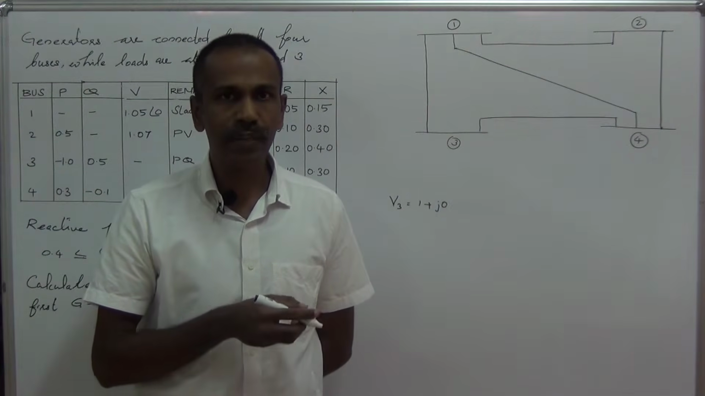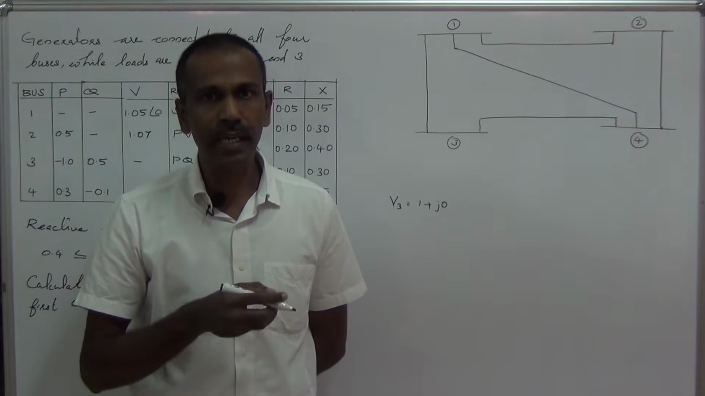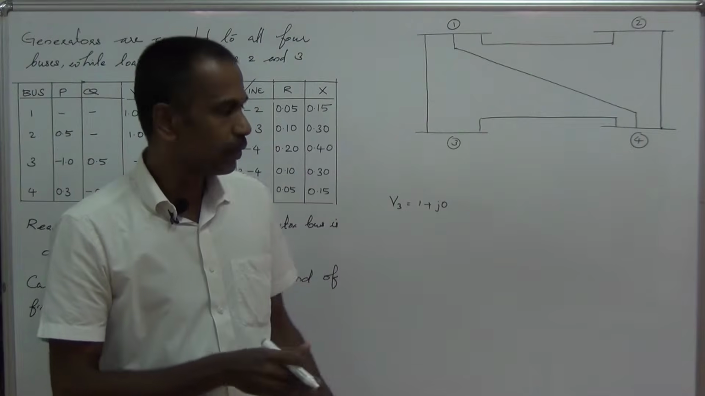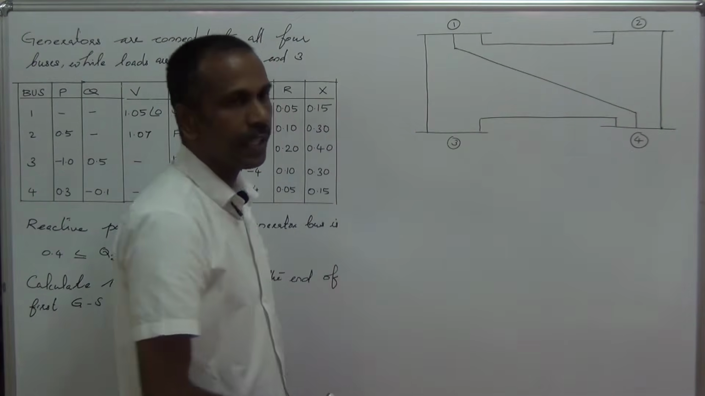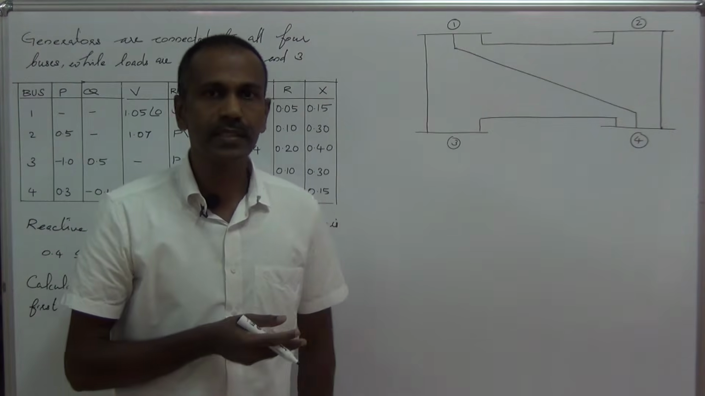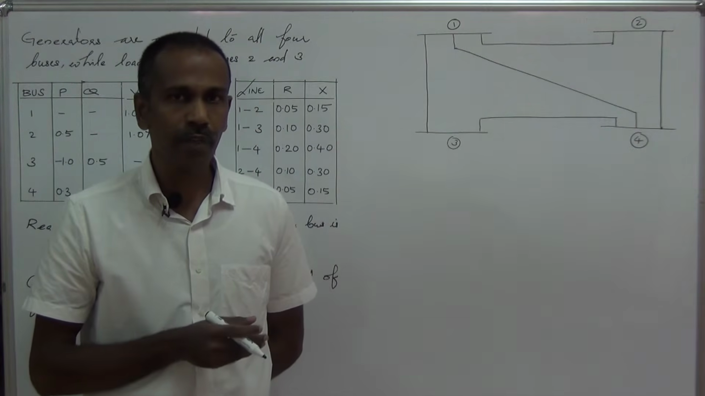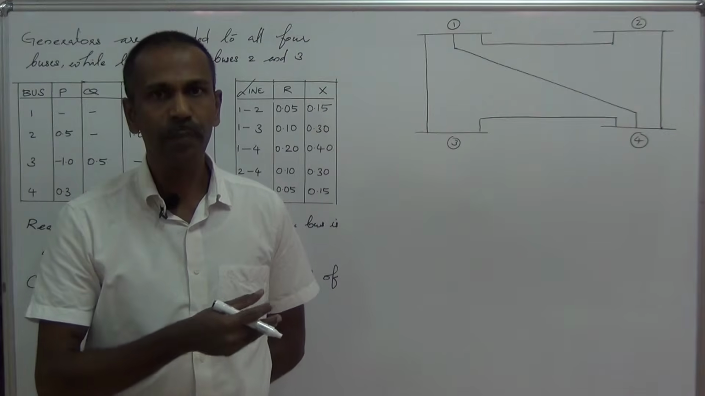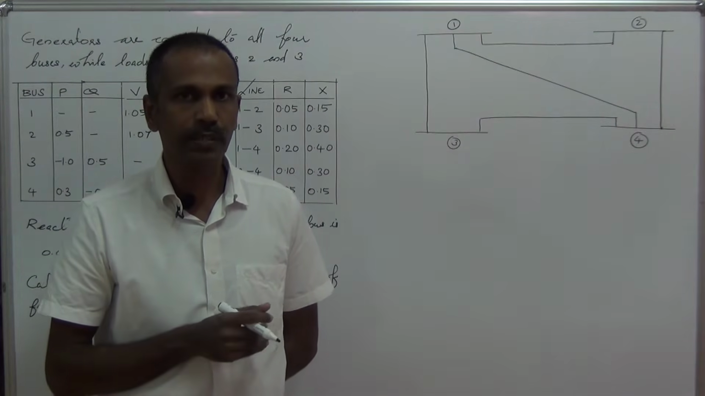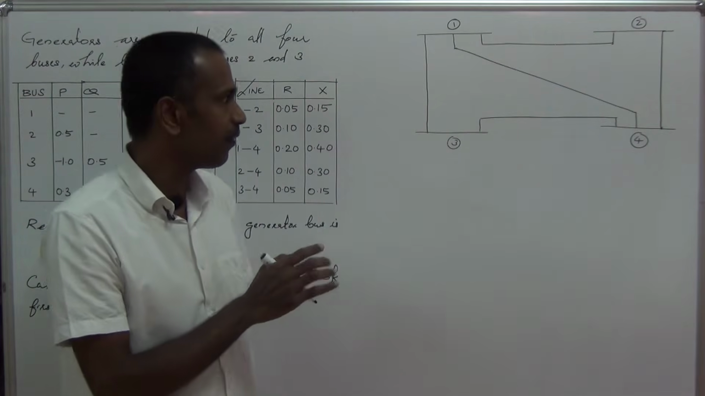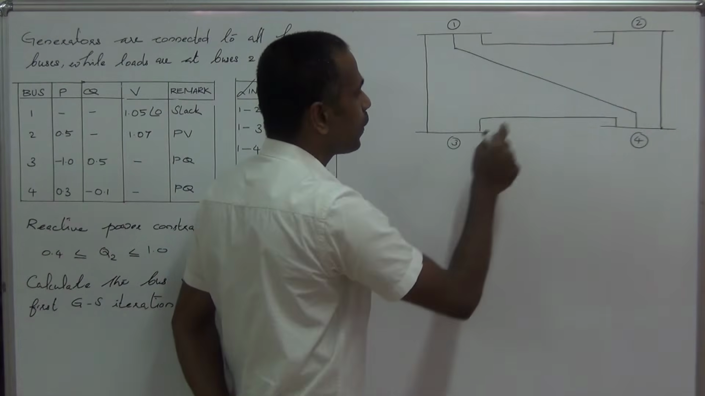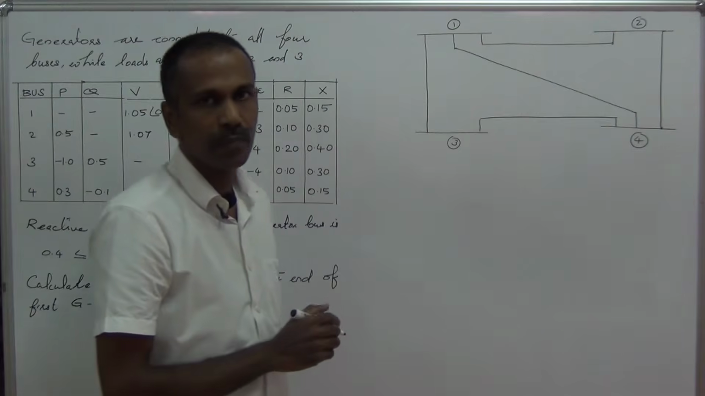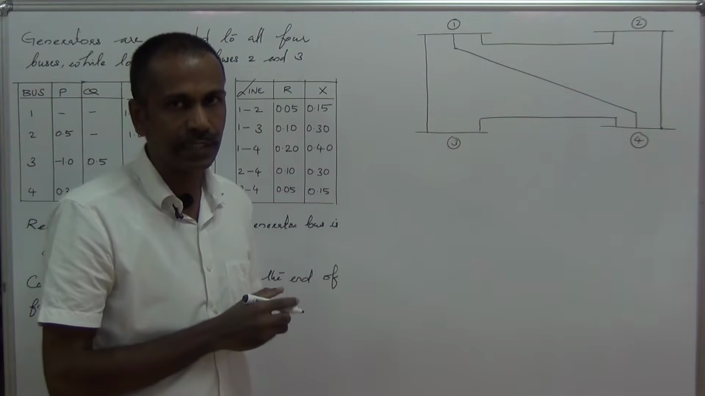So the more the number of iterations, the more the accuracy of your solution. Usually we use digital computers to perform these iterative methods. So we can conduct some 100 or 250 iterations, and we will be very close to the actual voltage. But here we have to find out the 4 bus voltages V1, V2, V3 and V4 at the end of the first iteration.